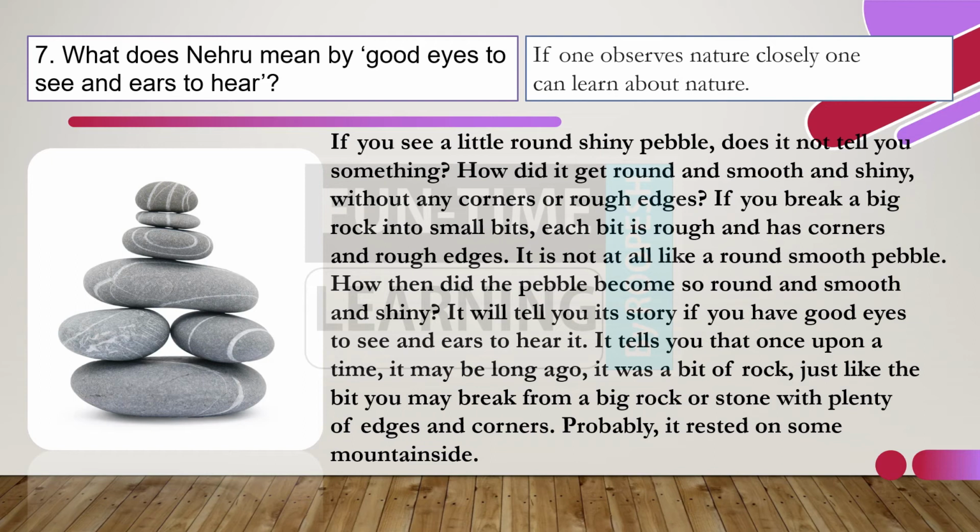If one observes nature closely, one can learn about nature. Think about the dinosaurs. So the dinosaurs, the form and shape, the body shapes of dinosaurs. How did the scientists imagine how they looked like? So all they got was fossils.